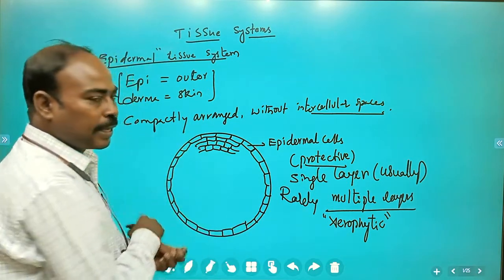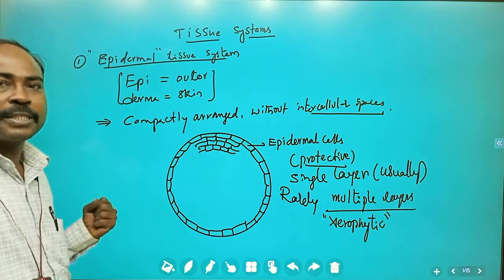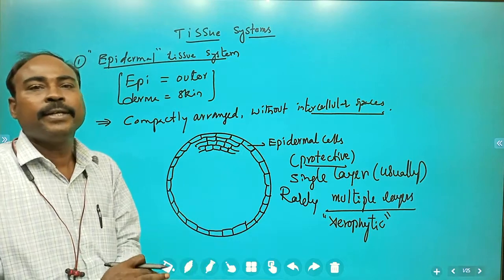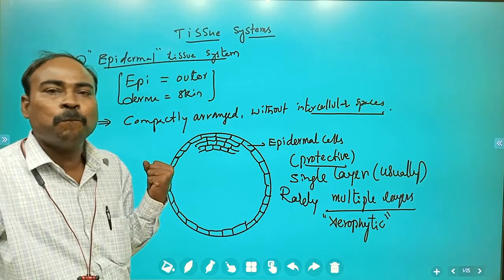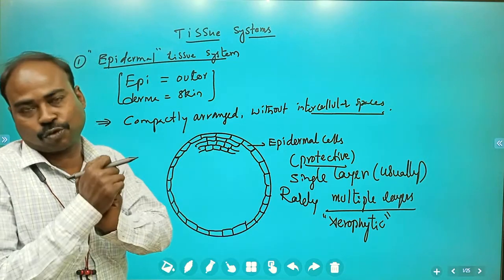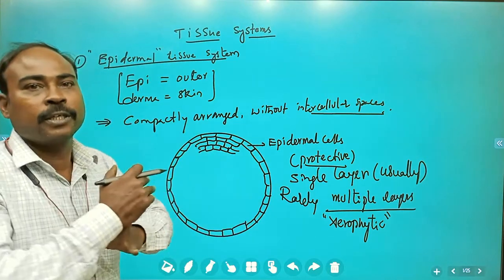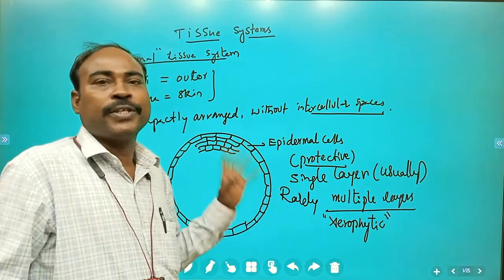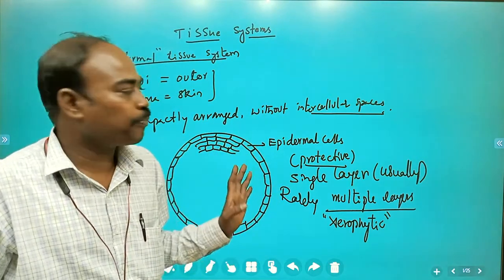The outermost layer is made up of parenchyma cells. Without gaps, they are arranged compactly, usually a single layer, rarely multiple layers also found in some xerophytic plants, which is protective in nature. In roots, in stems, in leaves also this epidermis is found.